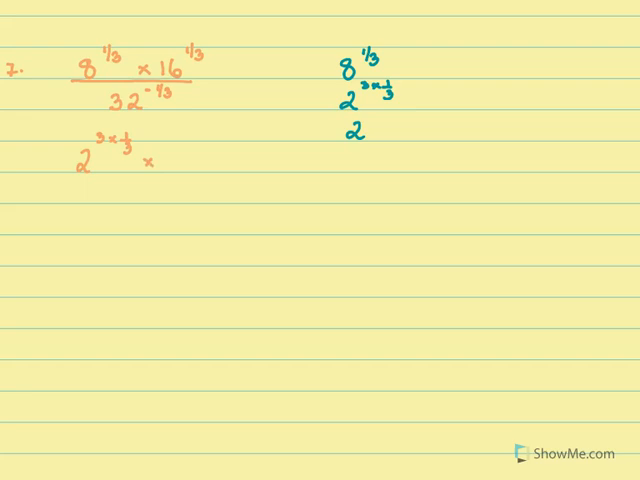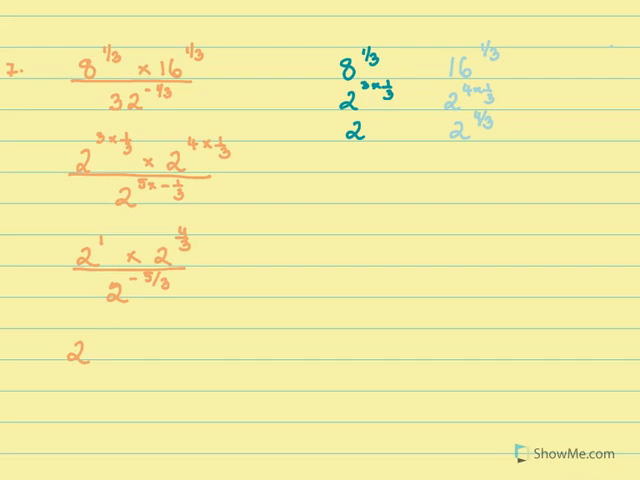Now for 16, it is 16 raised to 1 by 3. Now 16 I know is 2 raised to 4 into 1 by 3. So this will become 2 raised to 4 by 3. Now 32 is 2 raised to 5 into minus 1 by 3. So I get here 3 into 1 by 3 is 1. This is 2 raised to 4 by 3, and out here I get 2 raised to minus 5 by 3.